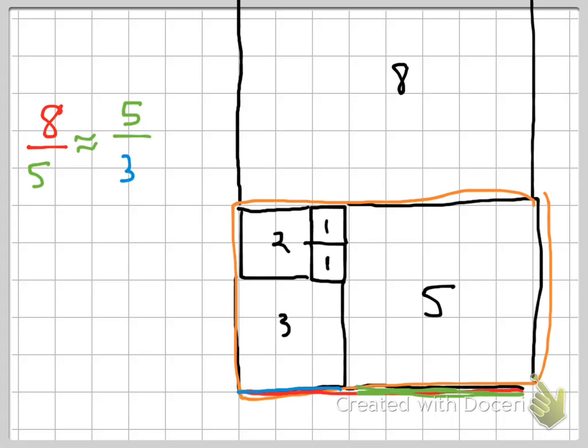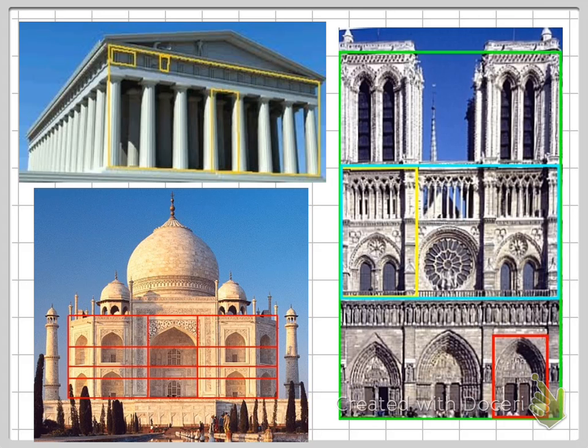So one place that we see the golden rectangle emerge is in architecture. So here are some examples of some architectural structures that were built throughout history. We have the Parthenon up here, we have the Cathedral of Notre Dame here, and we have the Taj Mahal. So these three structures from different parts of the world in different periods of time, all these architects got the ideas behind these golden rectangles.